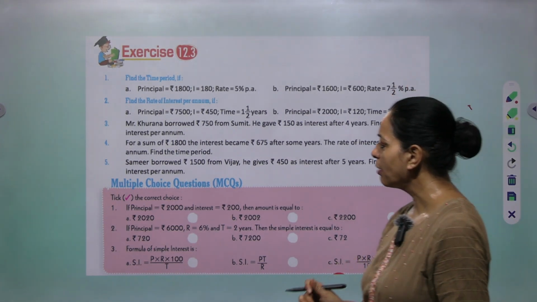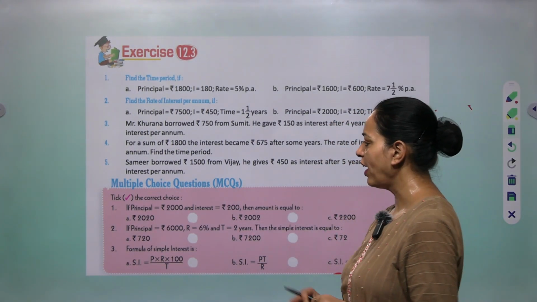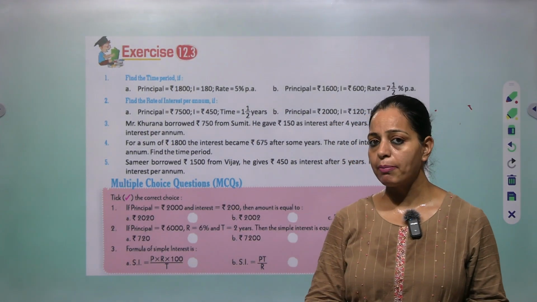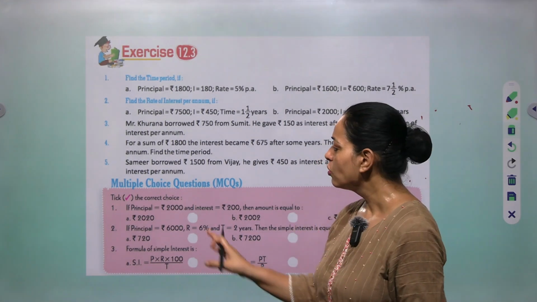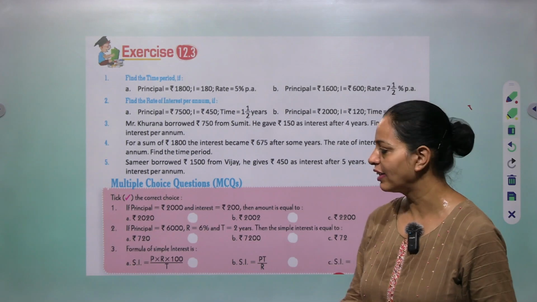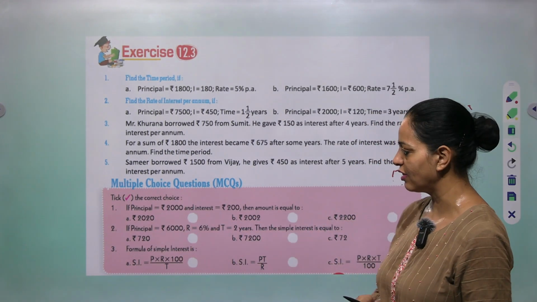Now we have some MCQs over here. The first one: if principal is given and interest is given, then what is the amount? As I told you, amount is the sum of principal and interest. So 2000 plus 200, that is rupees 2200. C part is the answer, right?